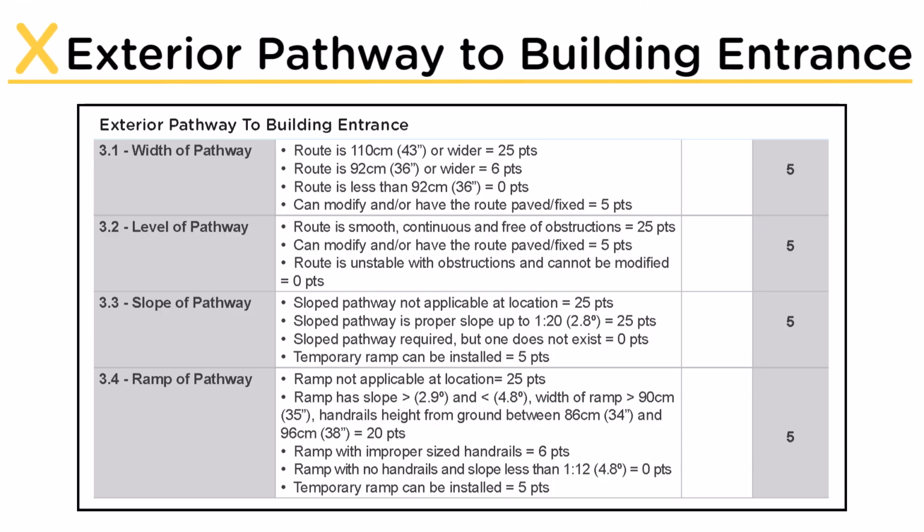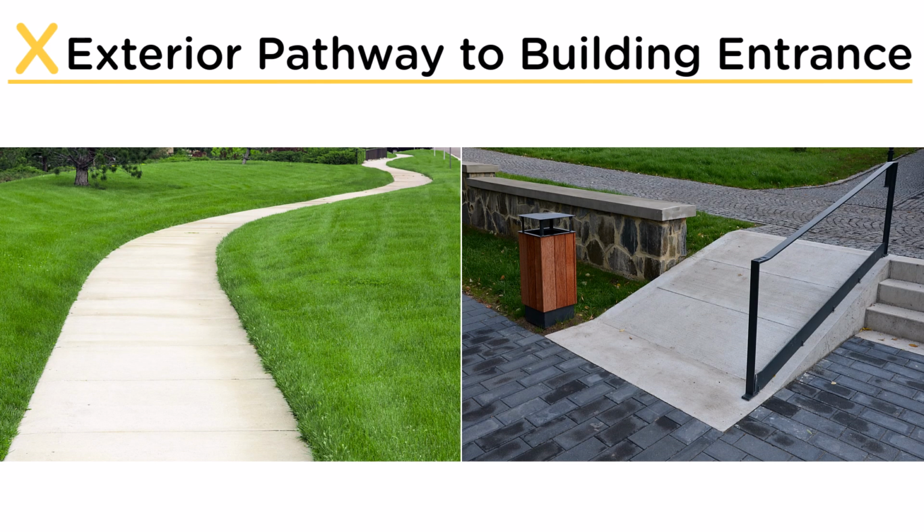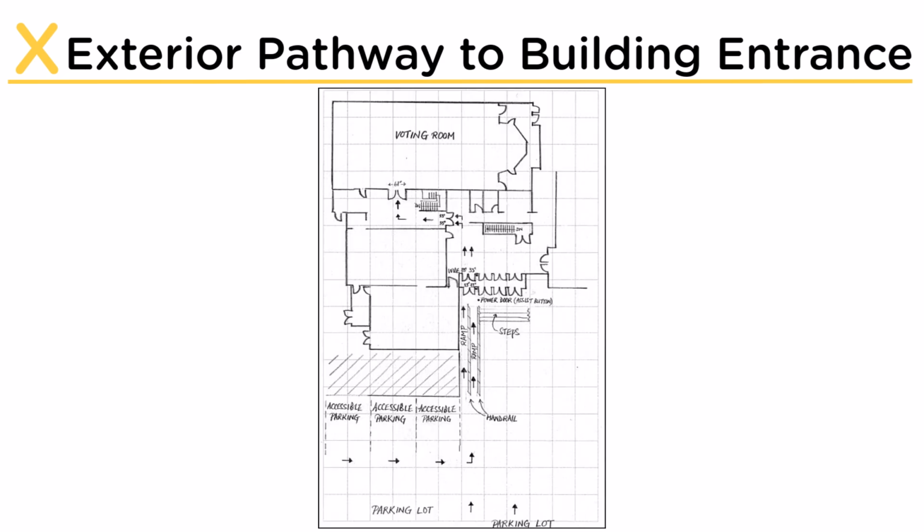Exterior pathway to building entrance. Examine the characteristics of the pathway and take measurements of its features, including the width, level, slope, ramp width, slope, and handrail height if applicable. The pathway is the route taken from the parking lot to the entrance the voters will use on polling day. This may not be the building's main entrance.